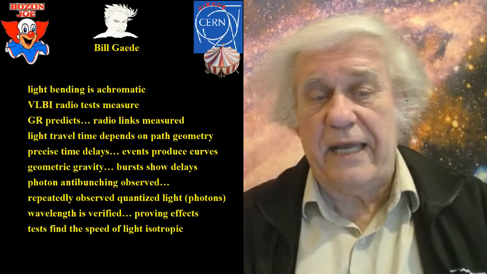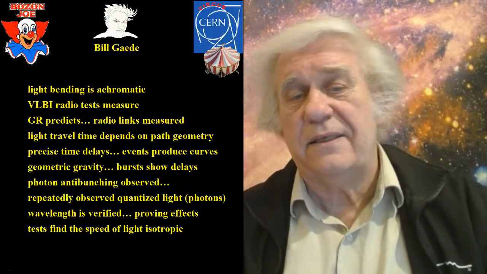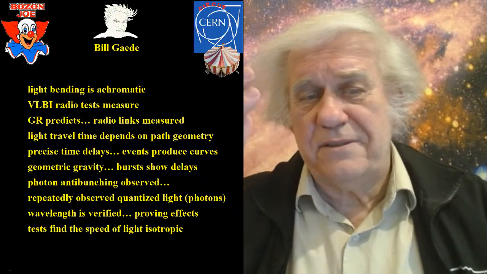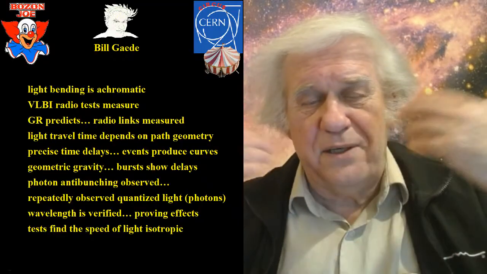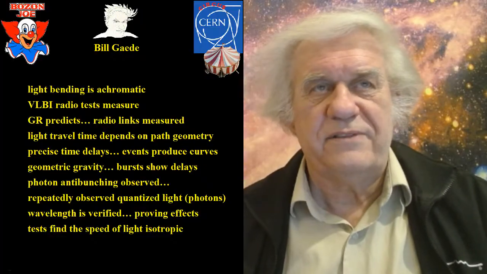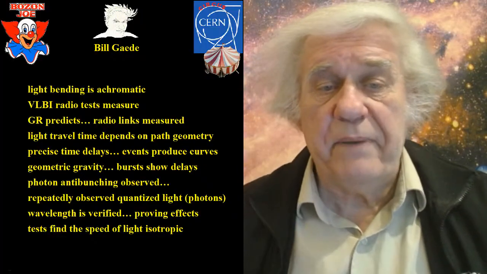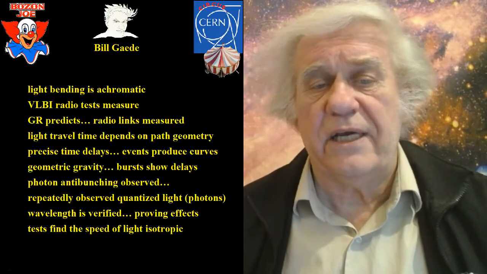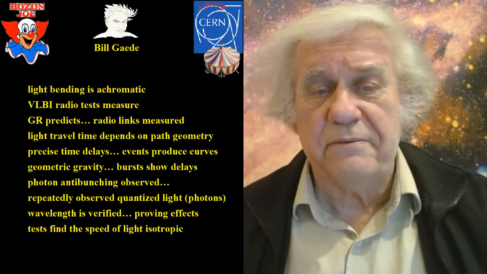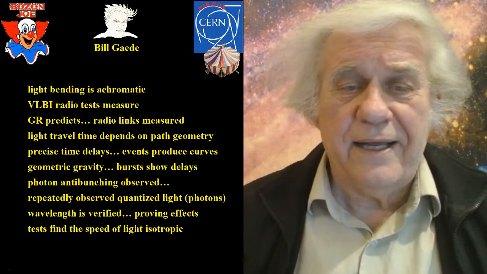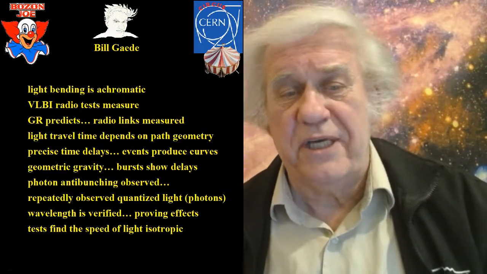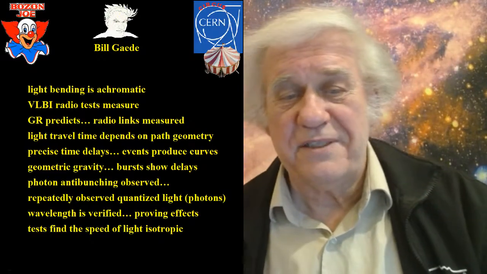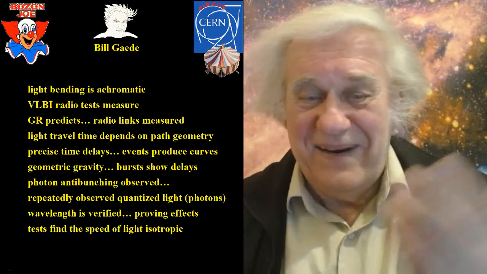He also goes into semantics, right? He goes through all these terms that he has, and just reading through them, you can see he has no notion whatsoever of scientific language. He says light bending is achromatic. VLBI radio test measured. GR predicts. Radio links measured. Light travel time depends on path geometry. Precise time delays. Events produce curves. Events produce curves. What the hell?